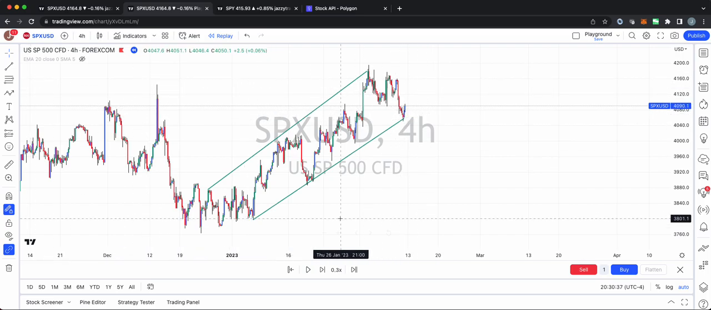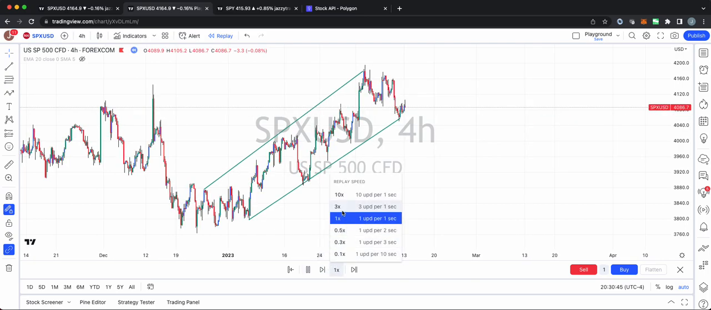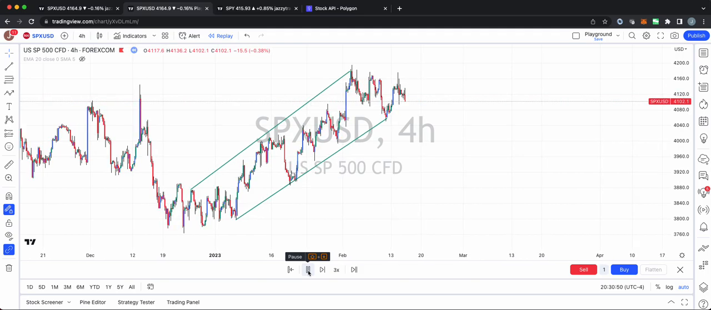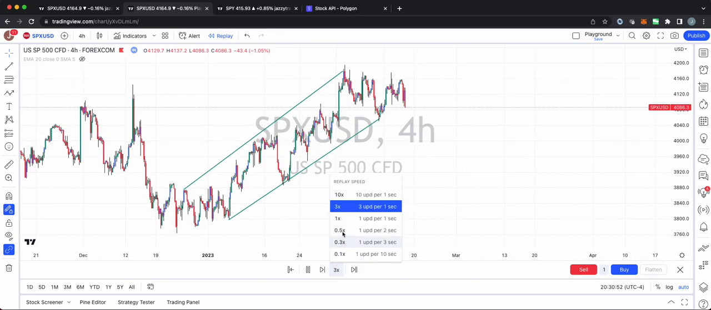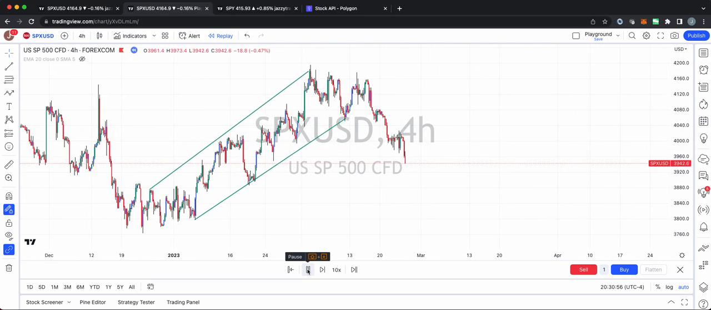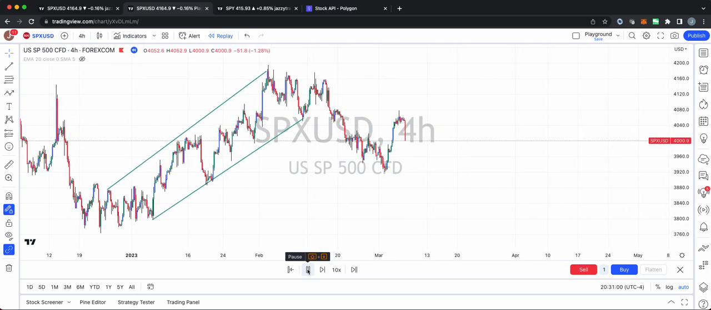Normal speed. What's happening? Let's go faster speed. Okay, I gotta go even faster speed. It's taking too long. This is the price action, guys. The real price action in the market, right?